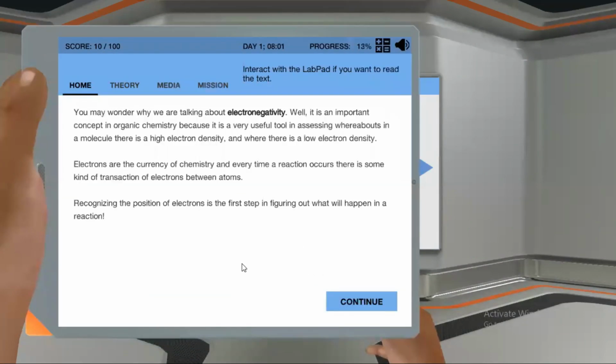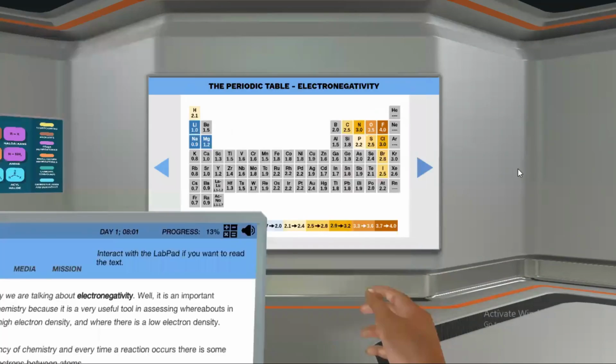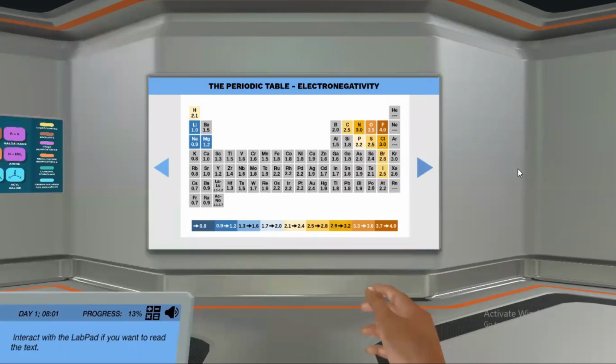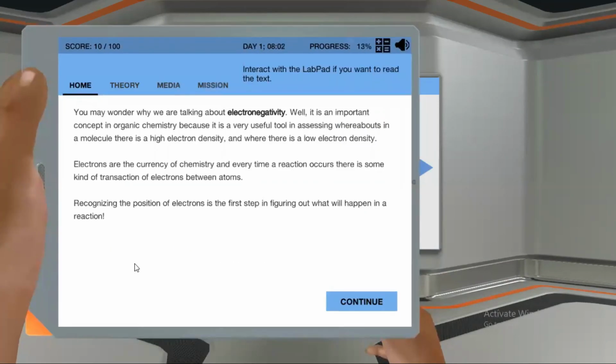You may wonder why we are talking about electronegativity. Well, it is an important concept in organic chemistry because it is a very useful tool in assessing whereabouts in a molecule there is a high electron density, and where there is a low electron density. Electrons are the currency of chemistry, and every time a reaction occurs there is some kind of transaction of electrons between atoms. Recognizing the position of electrons is the first step in figuring out what will happen in a reaction.